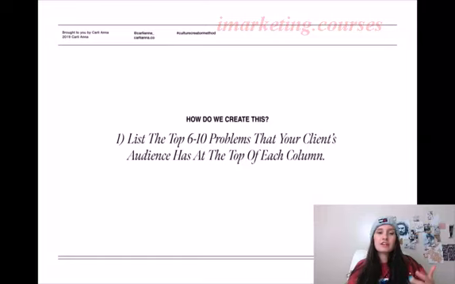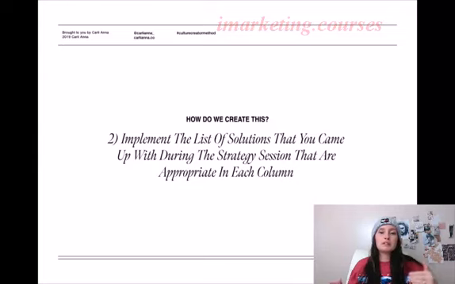So how do we even create this? The first thing that you're going to do is list the top 6 to 10 problems that your client's audience has at the top of each column. Then the next thing you're going to do is implement the list of solutions that you came up with during the strategy session that are appropriate for each column. You should have come up with at least 10-ish solutions, and that's going to give you a good starting point. But from there, you want to keep brainstorming.